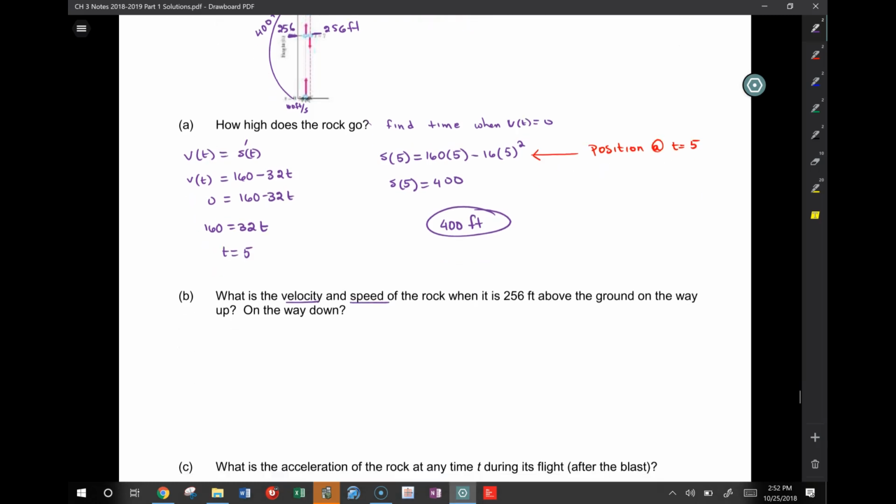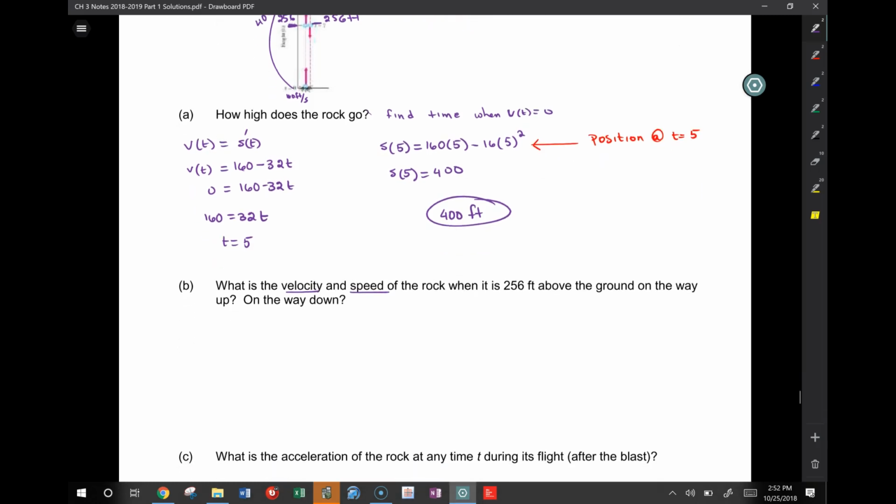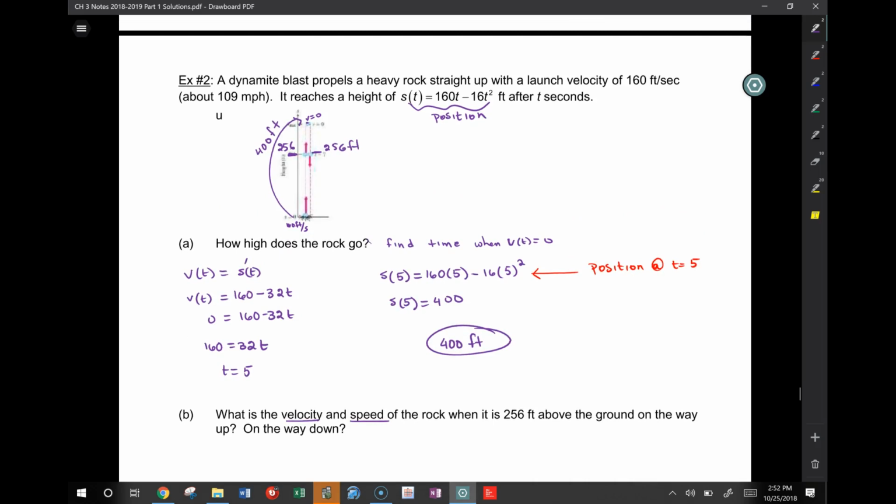So how are we going to do that? We need to know the velocity and the speed. Okay, so what do you guys think here? So first what I want is, what is the velocity when it's at this point? What is the velocity when it got there? Well, how long did it take for it to get there?